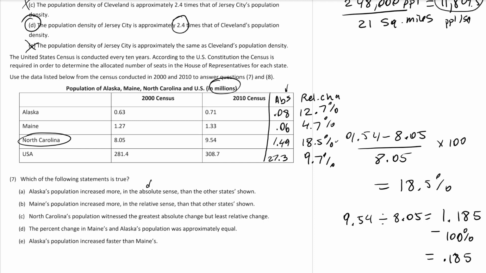And the last choice: Alaska population increased faster than Maine. Alaska is faster than Maine. That's a true statement. So this choice is forcing you to go through every single calculation.